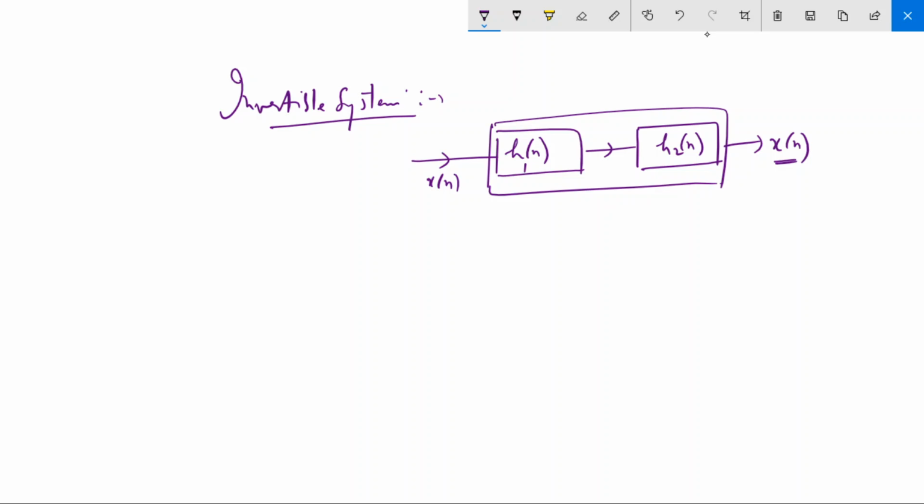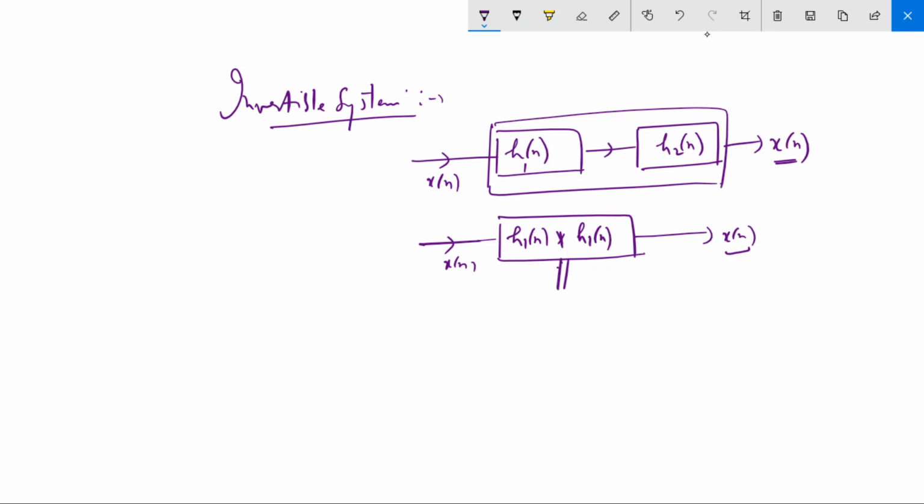Now since these two systems are in cascade, I can replace them with a single system where the impulse response will be the convolution of h1 and h2 of n, and this should be the same as x of n. This will be equal to x of n only when this is equal to delta of n, because the convolution of x of n with delta of n is x of n. Okay, so this is the condition for invertibility.